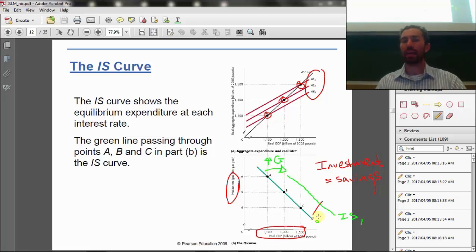It's called the IS curve because it represents all the points of equilibrium in the aggregate expenditure model. And any point of equilibrium in the aggregate expenditure model is characterized by equilibrium between investment and savings. That's what every point of equilibrium in the aggregate expenditure model represents. Therefore, the IS curve is all the different points where investment equals savings, hence we have the abbreviation IS. That's how we derive the term IS for the name of the IS curve.